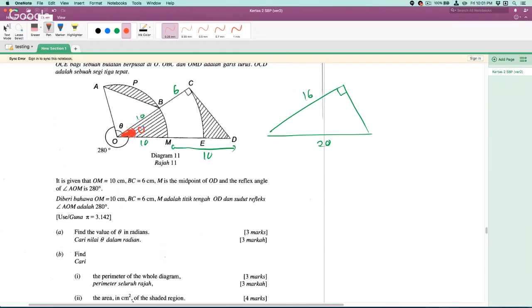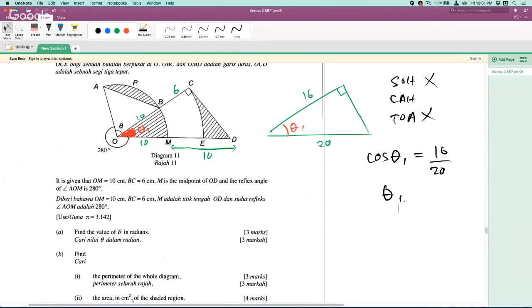Maybe I call it angle 1. All right, so I want to find angle 1. This is 90 degrees. Definitely we can use sine, cos, and tangent, SOH CAH TOA. Okay, definitely now we don't have the opposite, so I will not use sine or tangent. I will use cos. So cos theta 1 equals adjacent over hypotenuse. So I will change my calculator into radian in order to solve this one.